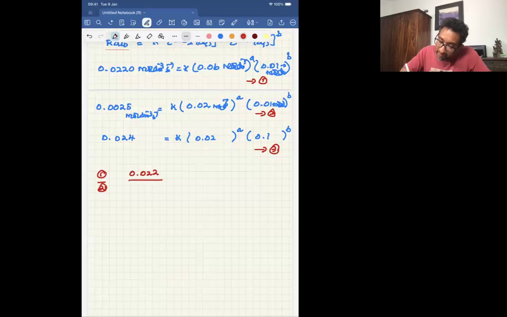0.022 divided by 0.0025 is equal to 3 to the power A. And what is that? 0.022 divided by 0.0025 is 8.8. So 3 to the power A is equal to 8.8. That means A is equal to 2.9.